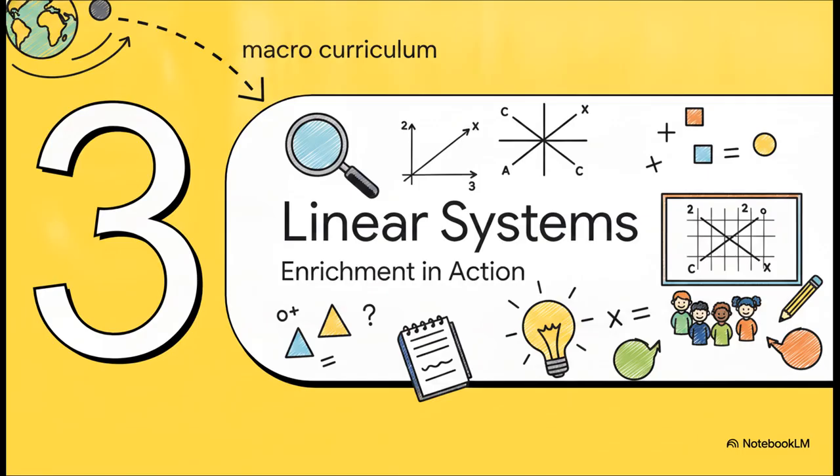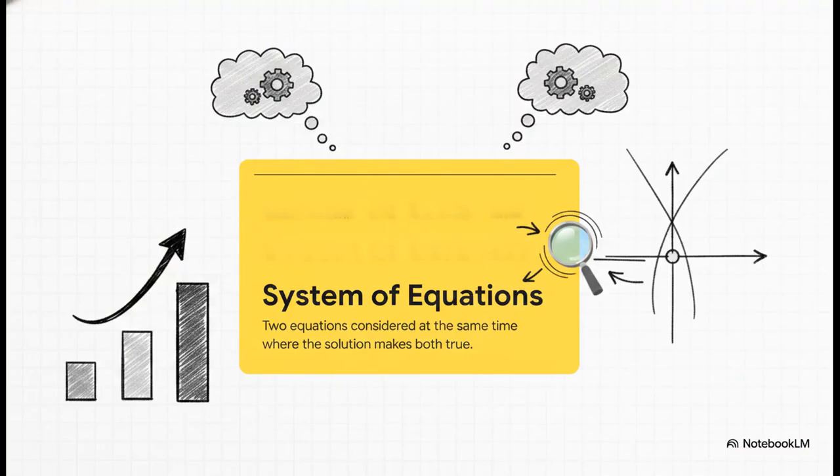Section 3. Deep dive into linear systems. Let's bring this enrichment to life and see how it works in the classroom. The crucial cognitive leap happens right here in the definition. A system of equations means you're considering two separate equations at the exact same time and looking for a single solution that makes both of them true simultaneously.